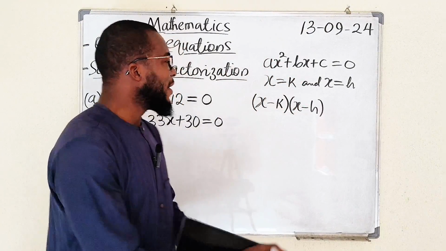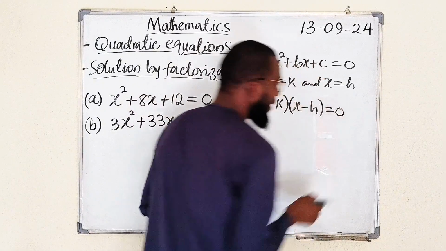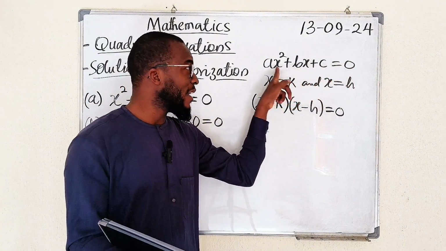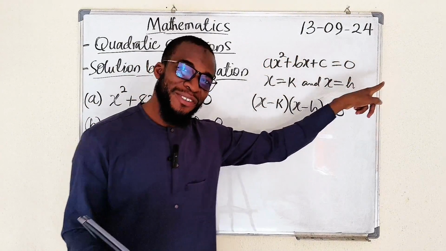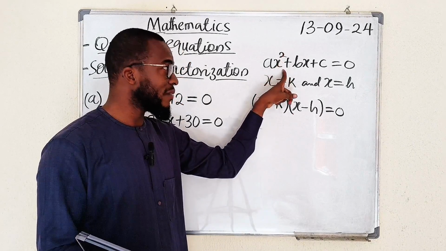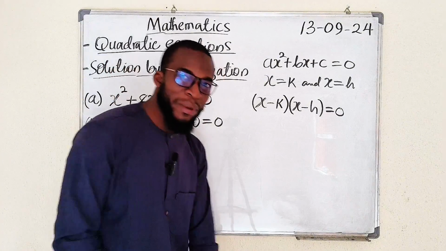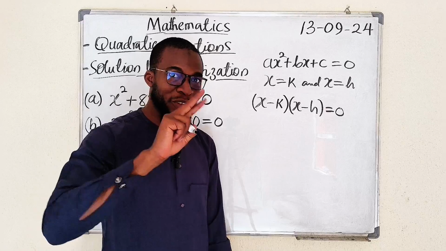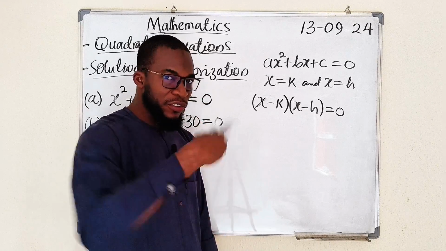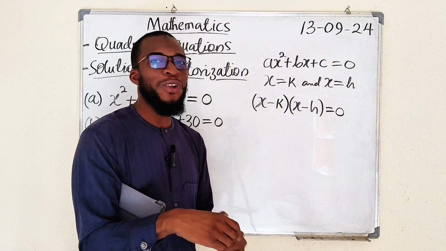So if you have these two factors, remember they must be equal to 0 if you multiply them together. Why? Remember that the whole of the left-hand side is equal to 0. Therefore, the factors of the left-hand side must also be equal to 0. So since x minus k and x minus h are said to be the factors of this quadratic equation, their product must also be equal to 0. And what does this imply? Remember, if two numbers are multiplying each other and the result is 0, it implies that one of the numbers must be 0 or all of them.